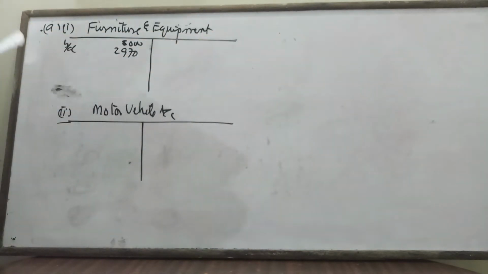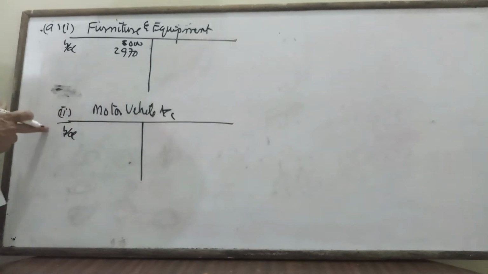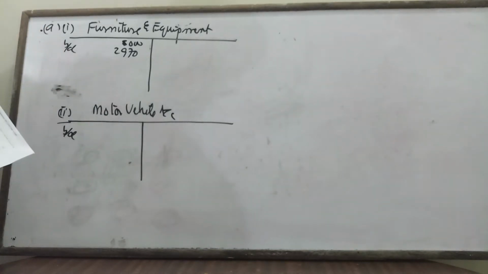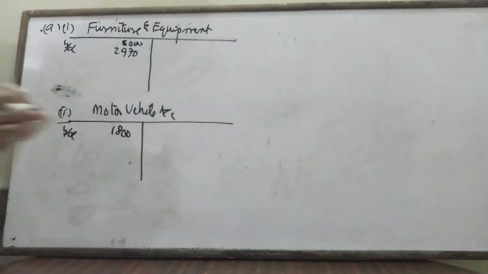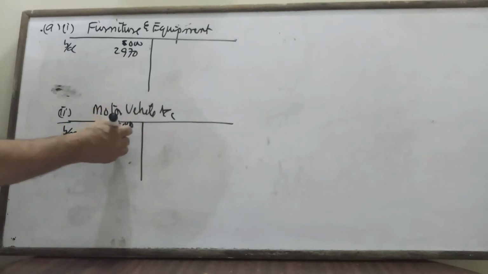Now the motor vehicle opening balance is given. You can write the date here, a date for 2008. You know well how we record the date. The opening balance of the motor vehicle account is 1,800,000. These figures are given in thousands, so you have to put the thousands figure in the examination.